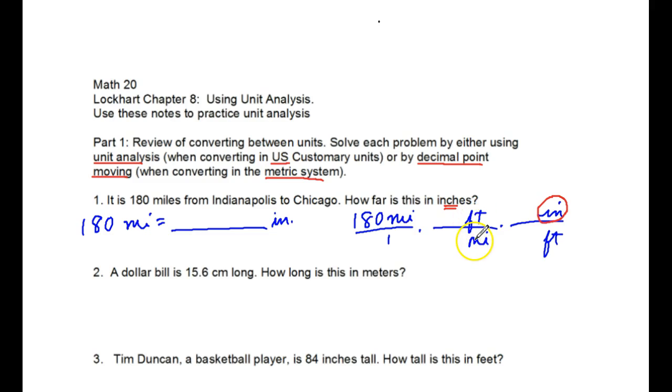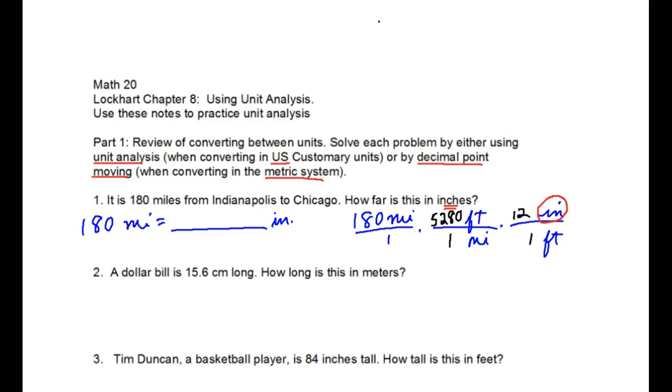Feet and miles. 1 mile is 5,280 feet. Since those are equal, they make the number 1. 1 foot is 12 inches. So I've set some conversion factors, and now I have a multiplying problem. It looks a lot like multiplying fractions.